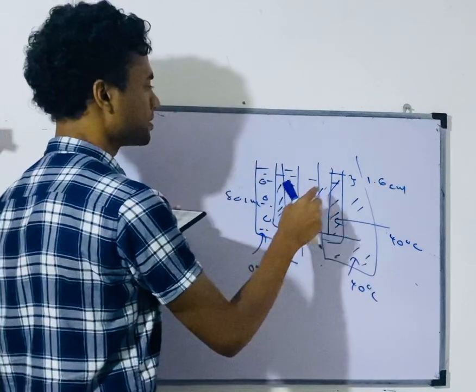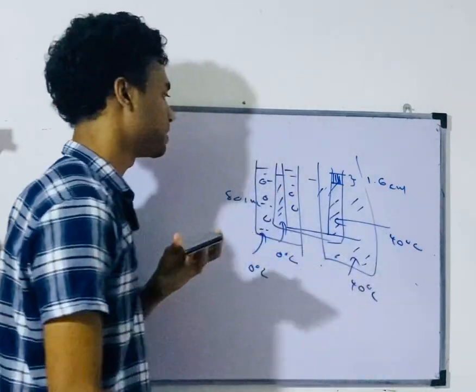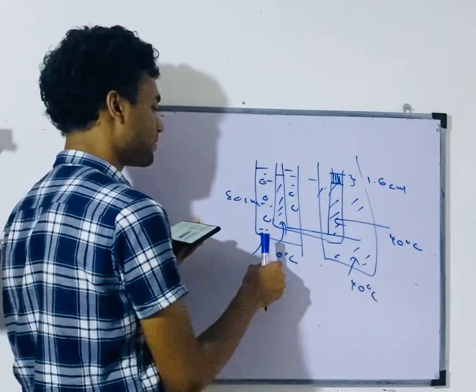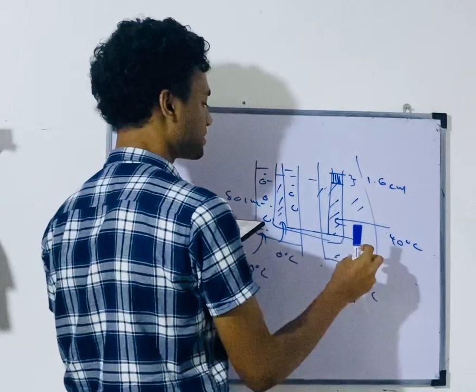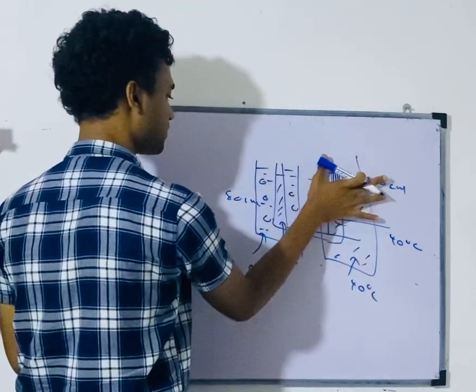The height difference you can see clearly. The height difference is what? 1.6 centimeters. So what can you just see? It's very easy. What you can see is when the temperature is increased from 0 to 40 degrees Celsius. Suppose this is not there. Suppose this is there. So we have this system.